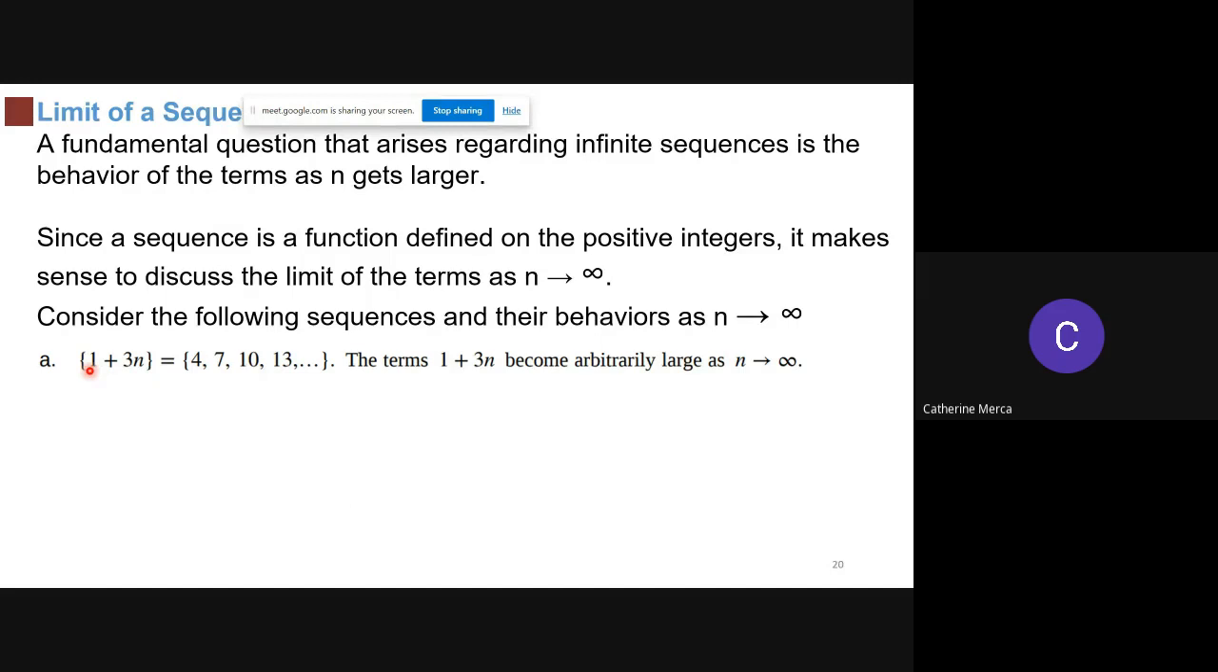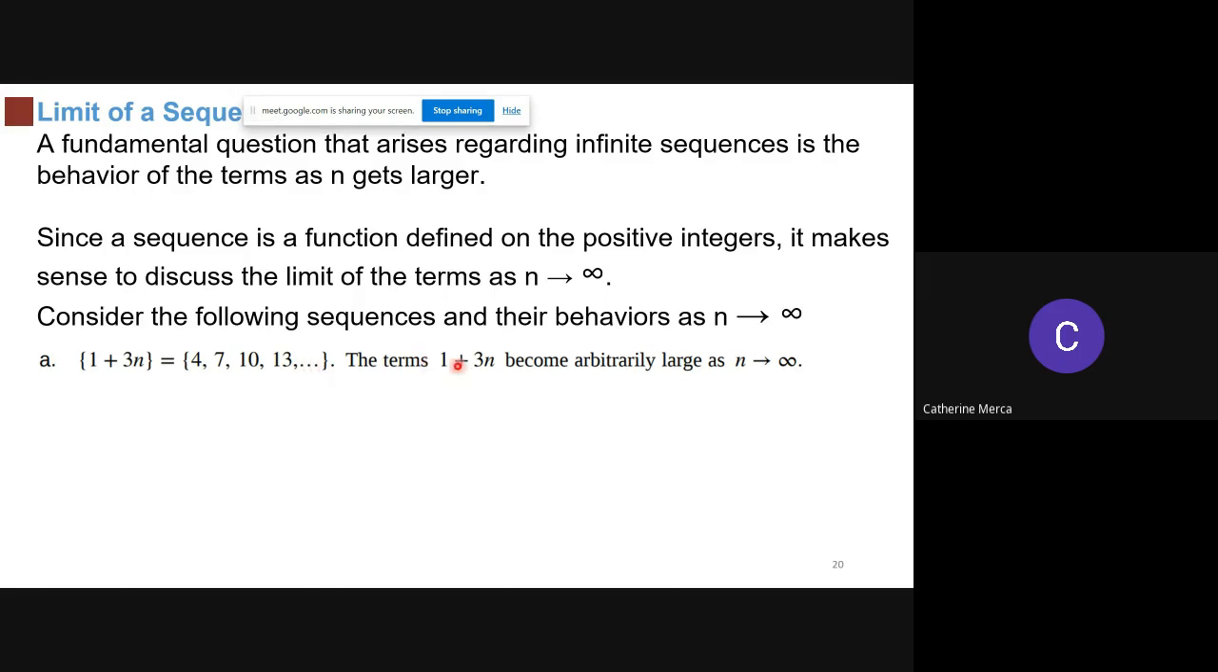What's the first term? 1 plus 3 times 1, which is 4. The second term is 1 plus 3 times 2, which is 7. So the terms would now be 4, 7, 10, 13. Okay? You would know the next term, correct?